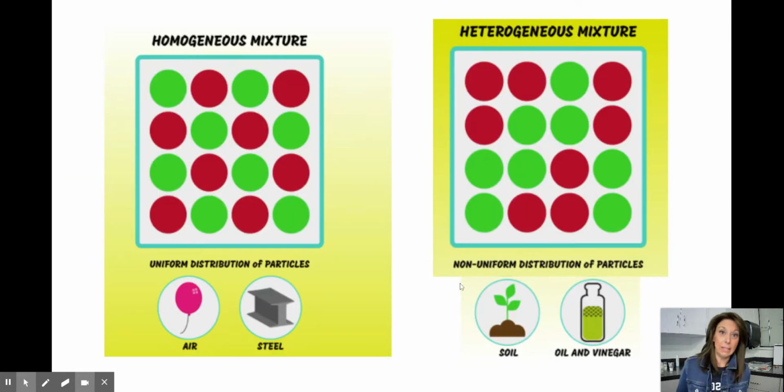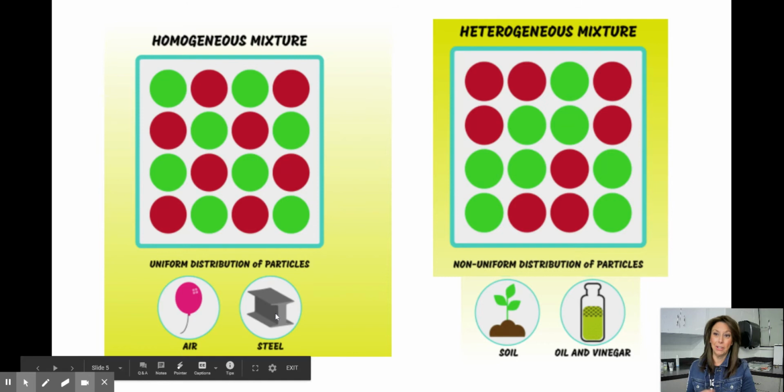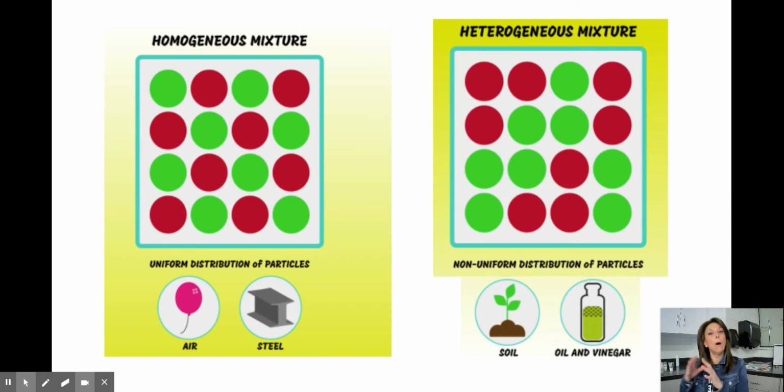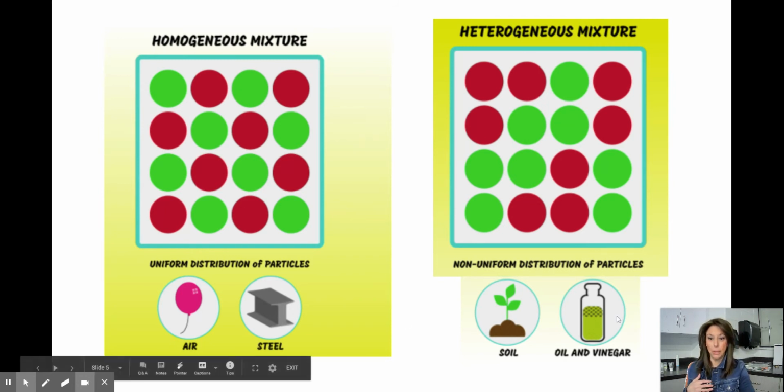So if we were to look at each type of mixture under a very high-powered microscope and take a look at their particles, this might be what a homogeneous mixture would look like, where you have all of the different parts evenly distributed. You don't have red all clumped up together or the green all clumped up together. They're more evenly distributed. An example would be air or steel. In heterogeneous mixtures, you might have one kind of particle all together, so that from far away you could distinguish that specific substance. Soil, and oil and vinegar, are two different kinds of heterogeneous mixtures.